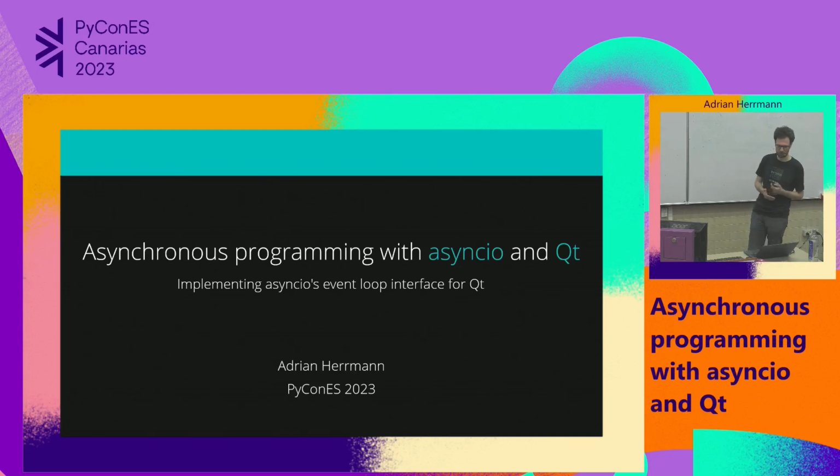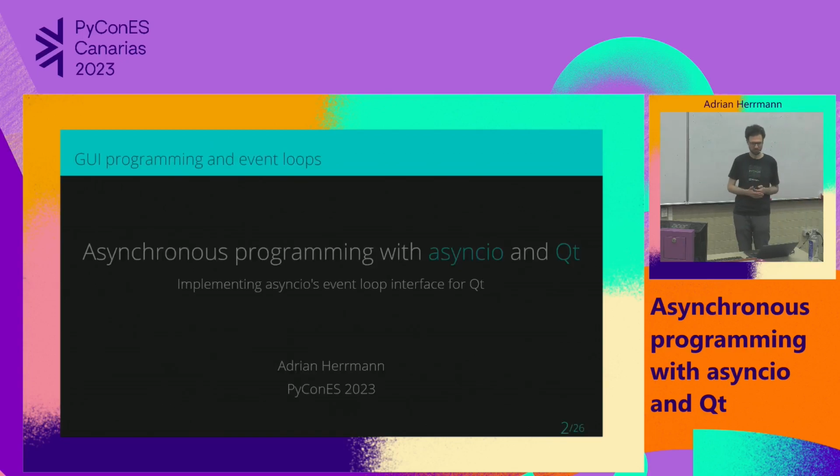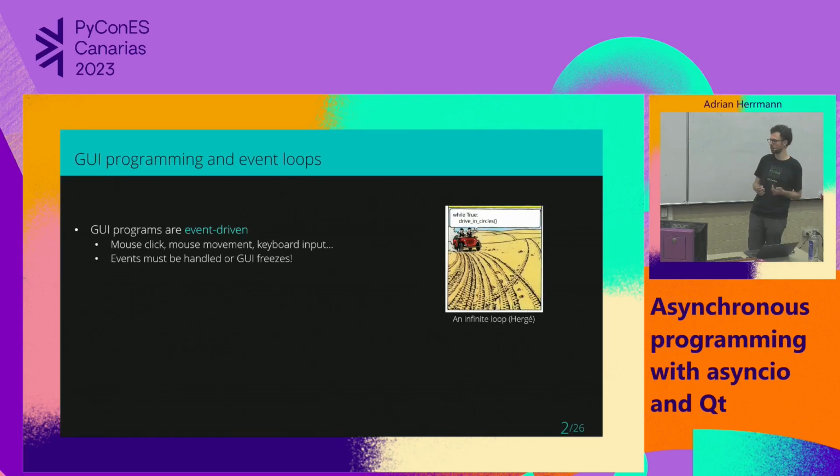I'm going to start talking about what is GUI programming and event loops. How do we use event loops for GUI programming? So GUI programming is fundamentally event-driven, right? So we've got mouse clicks, mouse movements, or we type in something with a keyboard. Each of these is an event that our GUI program needs to handle. If it doesn't handle this event, it's going to freeze.